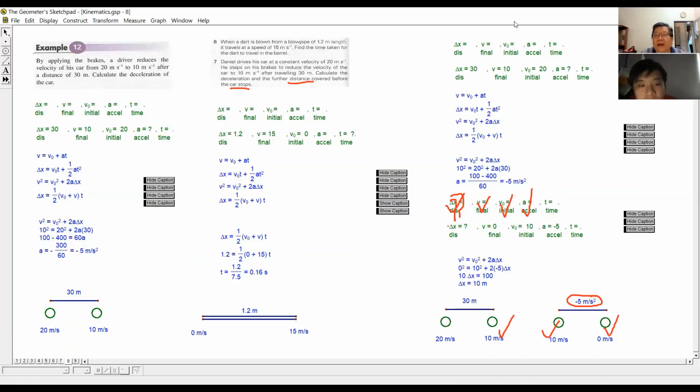Any question on this equation of motion? So now you're familiar with the equation.